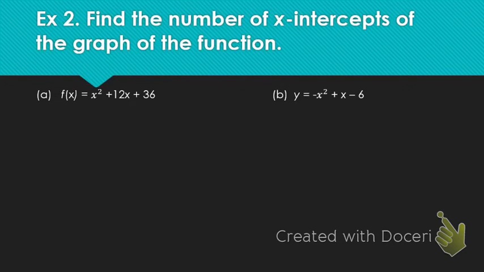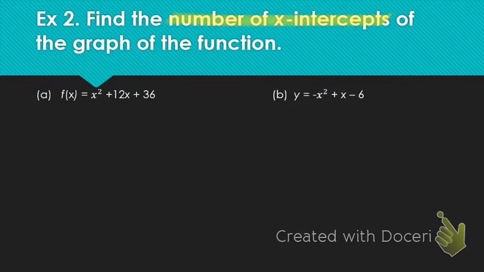Now, moving on to example number 2. The directions say find the number of x-intercepts of the graph of the function. So again, you've got to pay attention to the directions. Are they asking us to find the x-intercepts? No. They're asking us to find what? The number of x-intercepts. So once again, I want you to highlight that.